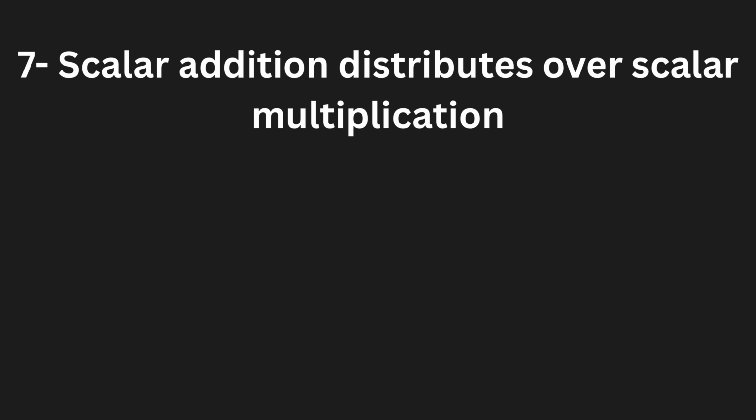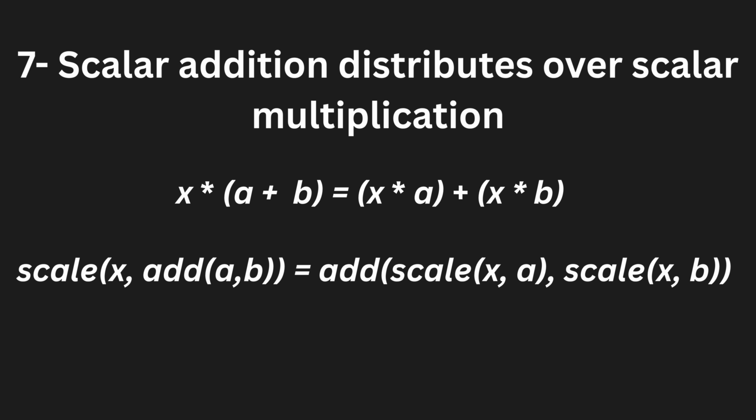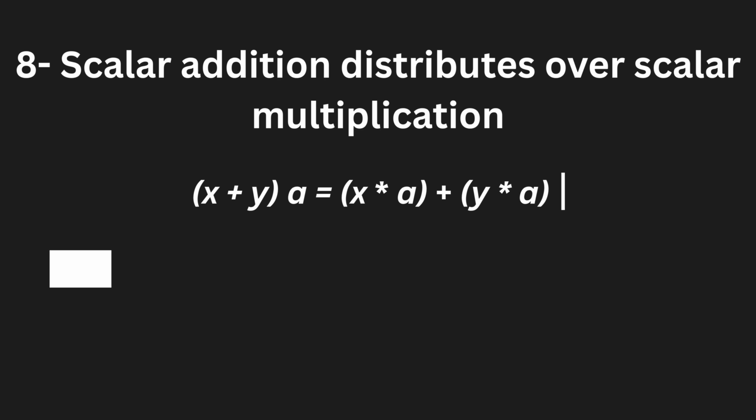Scalar multiplication distributes over vector addition. Adding vector A to vector B, then multiplying the result with scalar x, is the same as multiplying vector A with x and vector B with x, then adding the results. Scalar addition distributes over scalar multiplication.